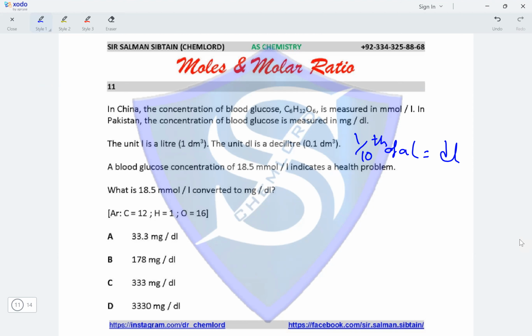So, moles to mass, n is equal to m upon Mr. We need to convert moles to mass, so mass would be equal to moles into Mr. For this, we need the Mr of C6H12O6. So 12 into 6 for carbon, plus 12 for hydrogen, and 16 into 6 for oxygen gives us an Mr value of 180.